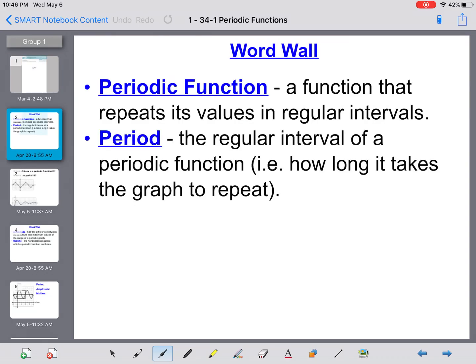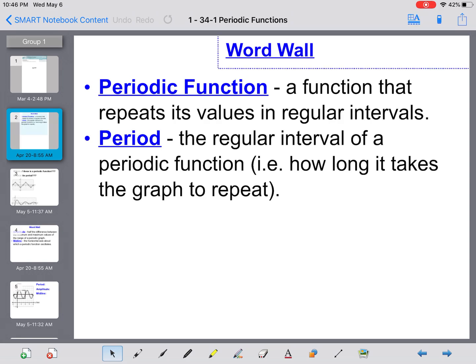We're going to start off with some definitions here. If you're still keeping the word wall, these are good to get on there. If you're not keeping a word wall anymore, that's fine, just be sure to note these vocabulary words. First of all, a periodic function is a function that repeats its values in regular intervals. So periodic just means some kind of function that repeats.